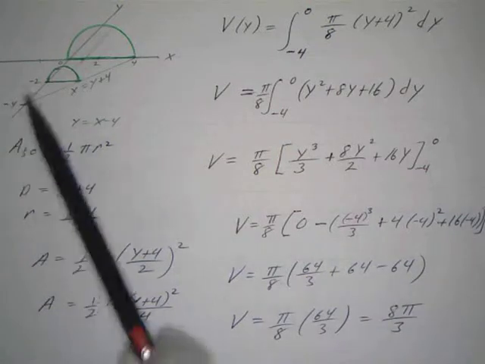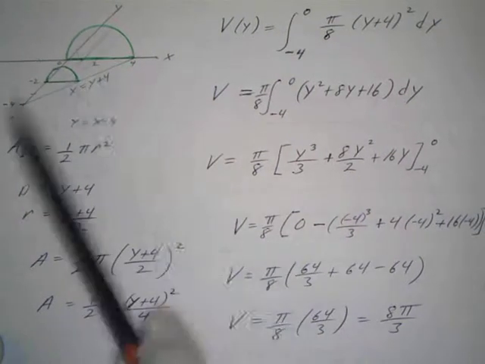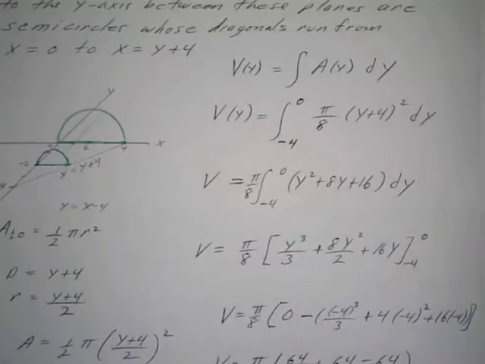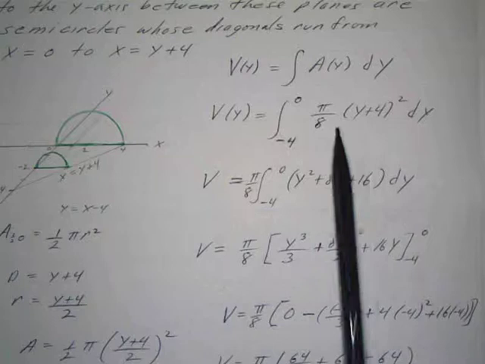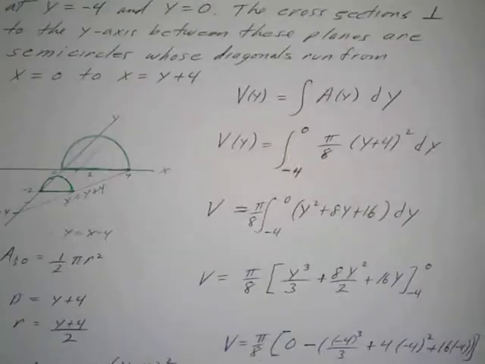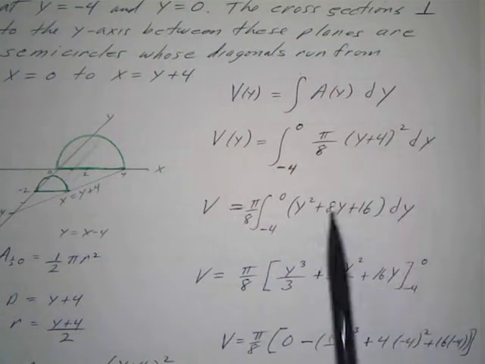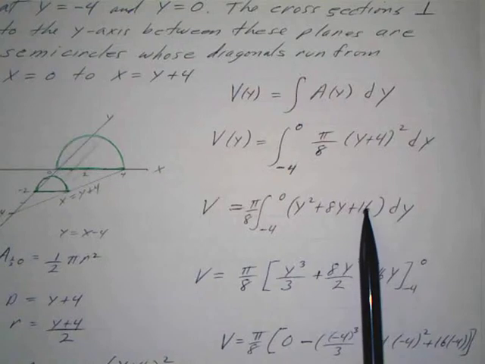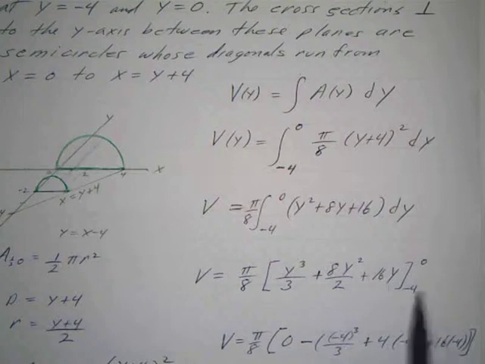So there's my area. I'm integrating from -4 to 0 because it's with respect to y. So it's going from here to here. So this is what we've got. -4 to 0 of pi over 8 times this. So all this came from down here. Okay. I can take the pi over 8 out. I can square this. This would be y squared plus 8y plus 16. And then I can just take the antiderivative, y cubed over 3, 8y squared over 2, 16y, and evaluate that from -4 to 0. And pi over 8 in front.